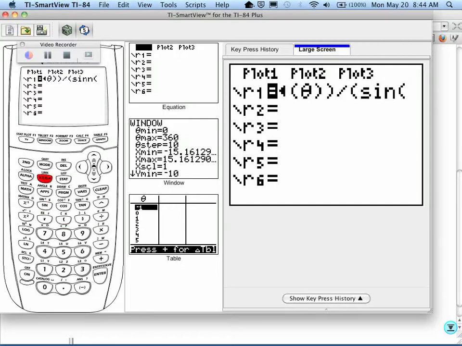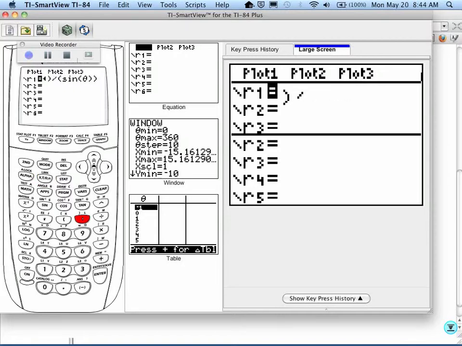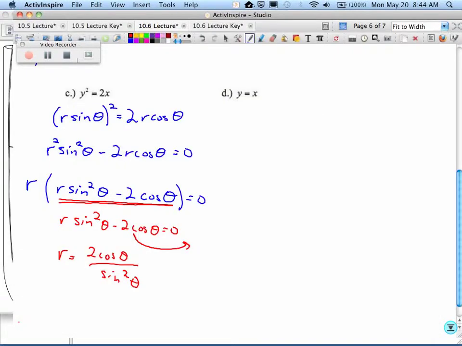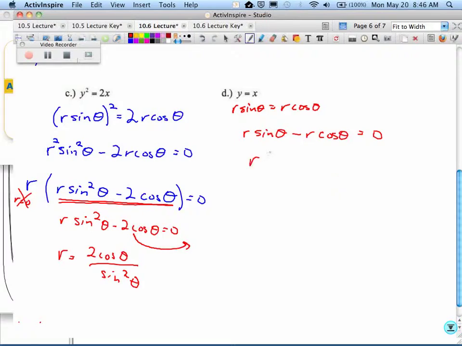Parabola tipped on its side, opening to the right. It's the same as y equals x. You would use r sine of theta, r cosine of theta, so you'd subtract your r cosine to this side. We've already done this problem going the other direction. So it's a slope of 1, intercept of 0. But in this case, you would factor out the r. That didn't help.